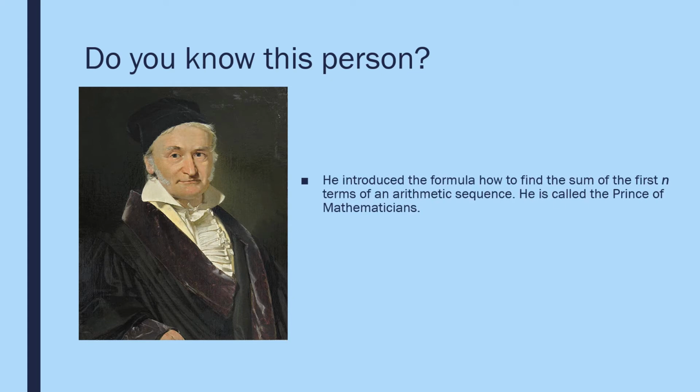He introduced the formula for finding the sum of the first n terms of an arithmetic sequence. He is called the Prince of Mathematicians. Do you know his name now? Yeah, you are right. He is Carl Friedrich Gauss.